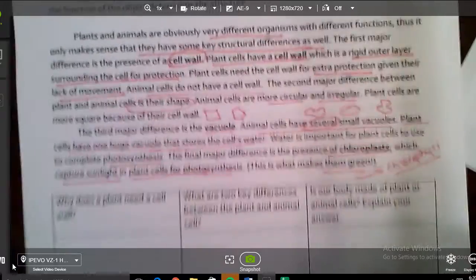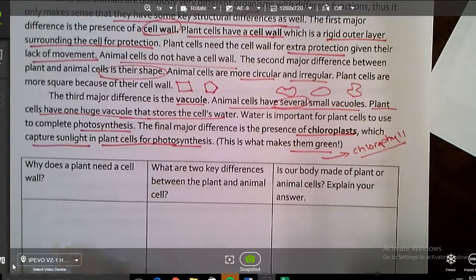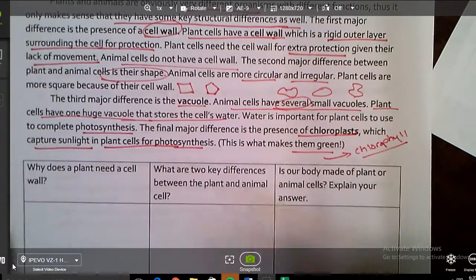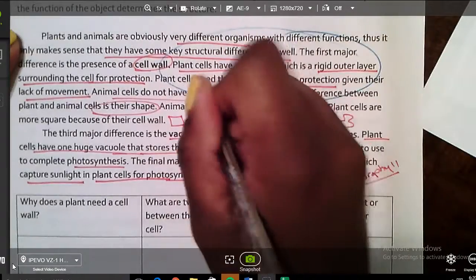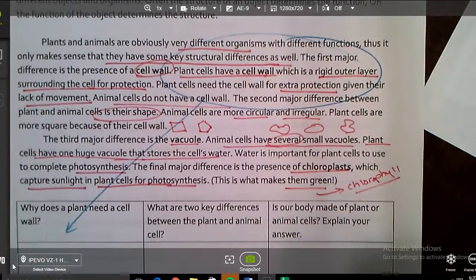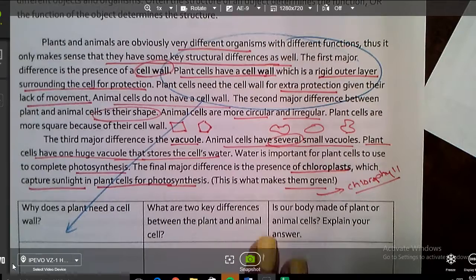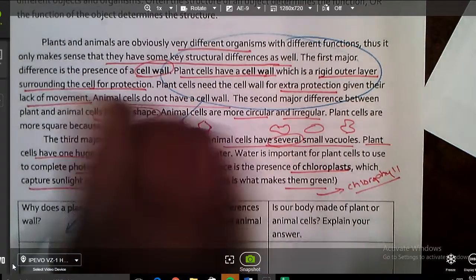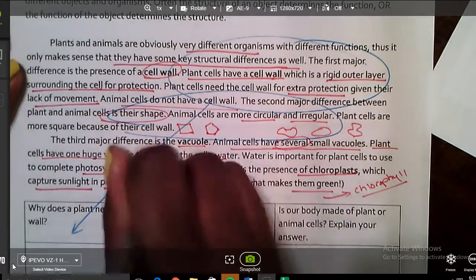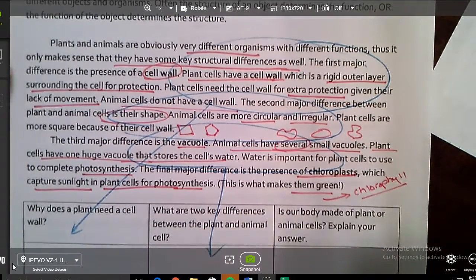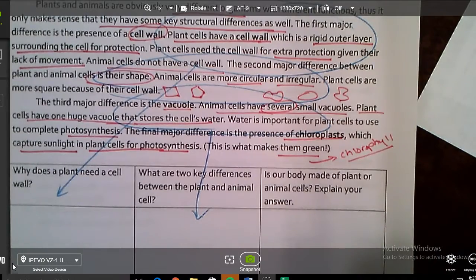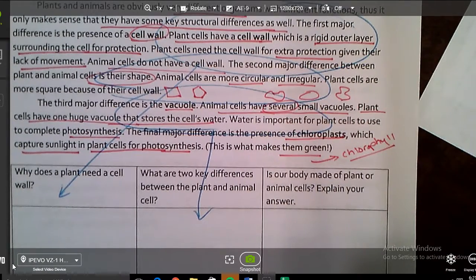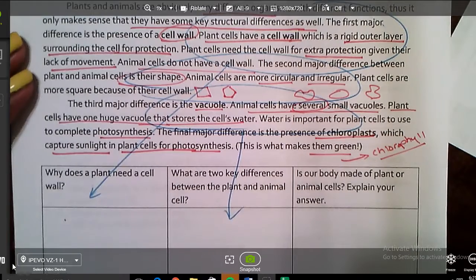Right now, you're going to take the next 3 minutes to answer the questions below, here, here, and here, in a complete sentence. Why does a plant need a cell wall? You're looking here, jotting it down here. What are two key differences between the plant and animal cell? One is here, one is here. Is our body made of plant or animal cells? You need to think and answer this question on your own. Go. Again, you're using complete sentences.